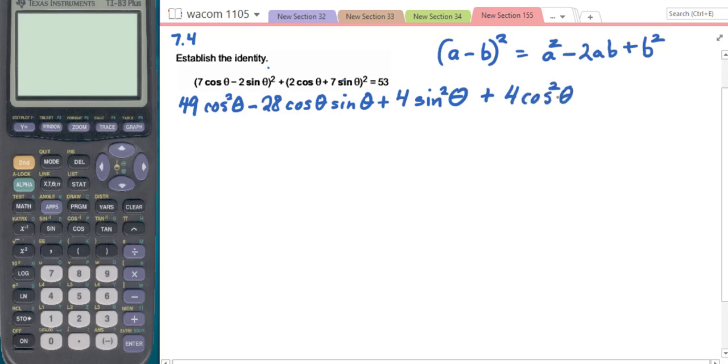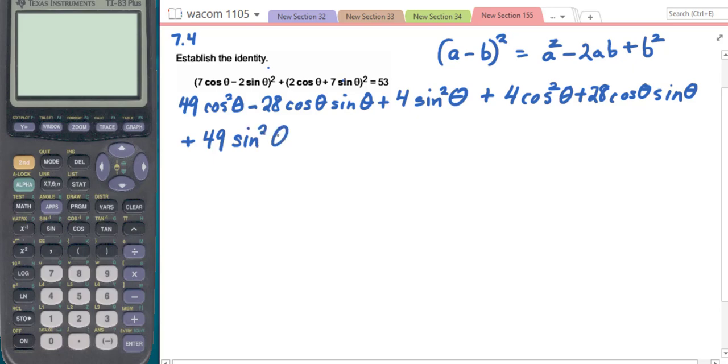theta. We're going to do double the first times the last. So 2 times 7 is 14. We'll use the sign that's here. 14 times 2 is 28. So plus 28 cosine theta sine theta. And we're going to square the last. So this is going to be plus, sorry, I ran out of room there. 7 squared will be 49 sine squared theta.